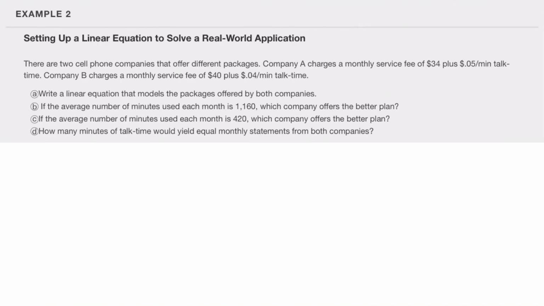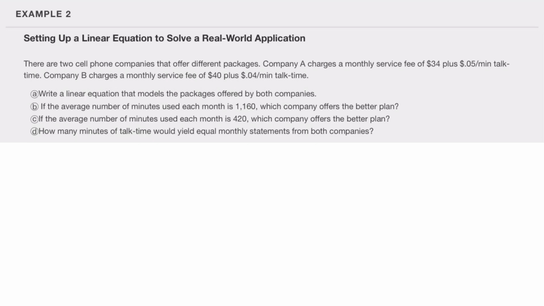Okay. Write a linear equation that models the packages offered by both companies. If the average number of minutes used in each month is 1160, which company offers the better plan? If the average number of minutes used in each month is 420, which company offers the better plan? How many minutes of talk time would yield equal monthly statements from both companies? Okay.